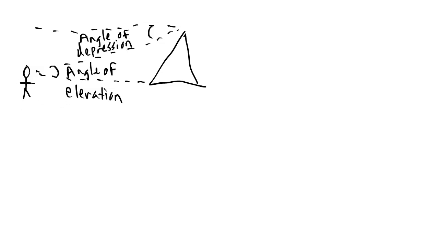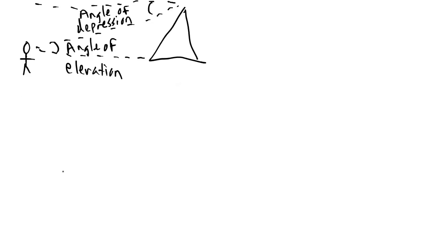So let's say you have somebody standing here and you know how far it is to the mountain. If you know how far it is and you know what the angle is, we can solve for how tall it is using one of our trig functions. Let's do that now.